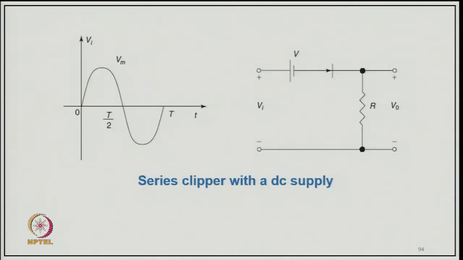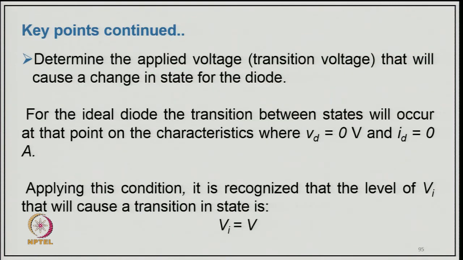As you can see here, we have a series clipper with the DC supply. So, we have an input supply here with the DC source, and this also provides a varying voltage across the resistance. Here we determine the applied voltage, the transition voltage, that will cause the change in the state of the diode. For an ideal diode, the transition between states will occur at the point when Vd equals 0 and Id equals 0. Applying this condition, the level of Vi that will cause a transition is equal to V, as we have seen with the charged capacitor there.